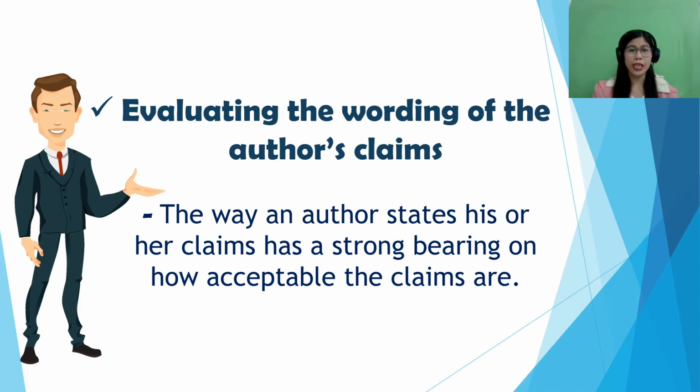Next is evaluating the wording of the author's claims. The way an author states his or her claims has a strong bearing or impact on how acceptable the claims are. An author who uses broad, generalizing words will require more substantive evidence or considerable proof that it is true for all cases. On the other hand, an author who qualifies his or her claims and emphasizes the conditions that make the claims true will not need to provide as much convincing evidence to back up the claims as an author making generalizing claims would.